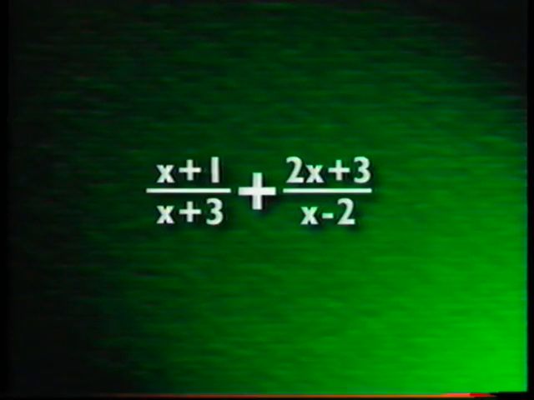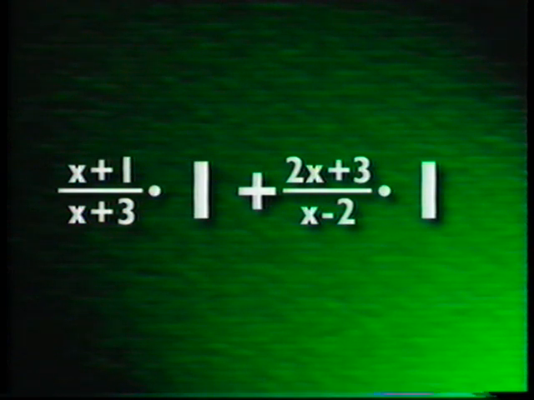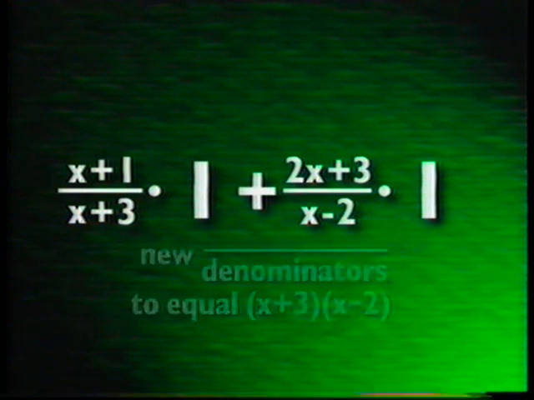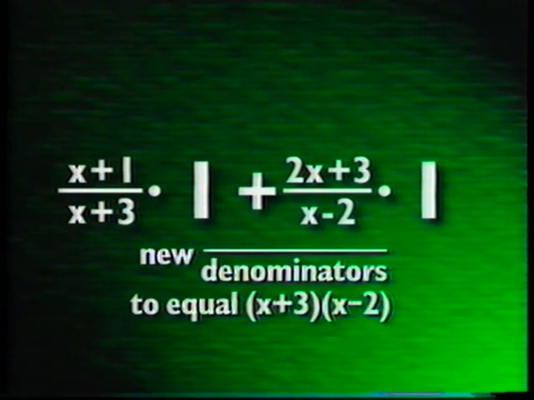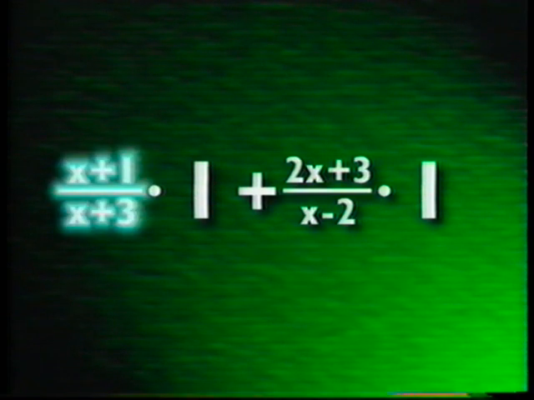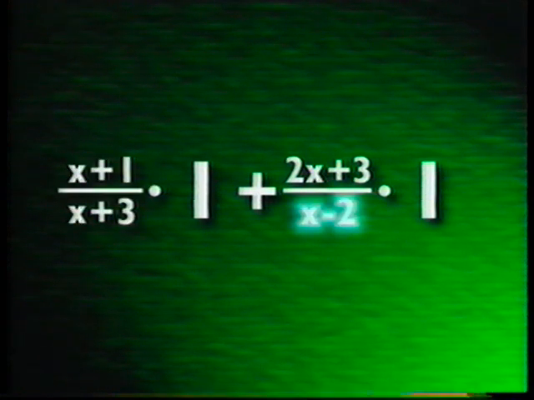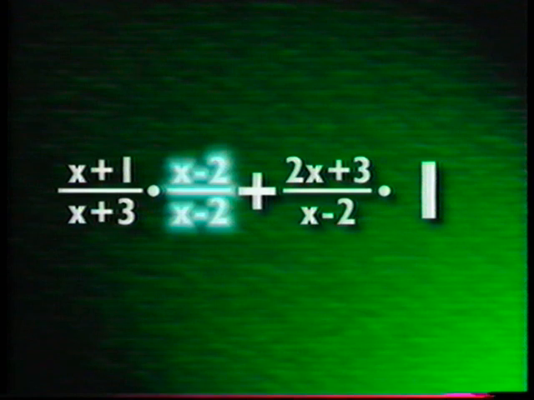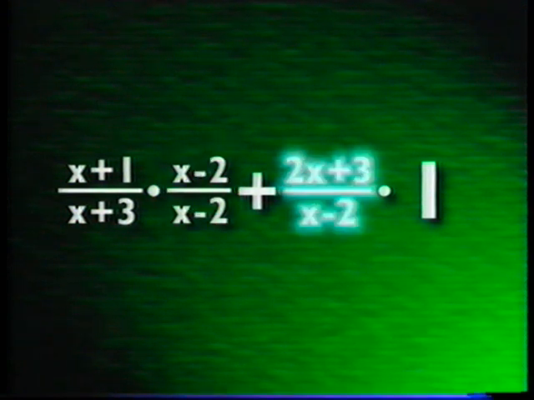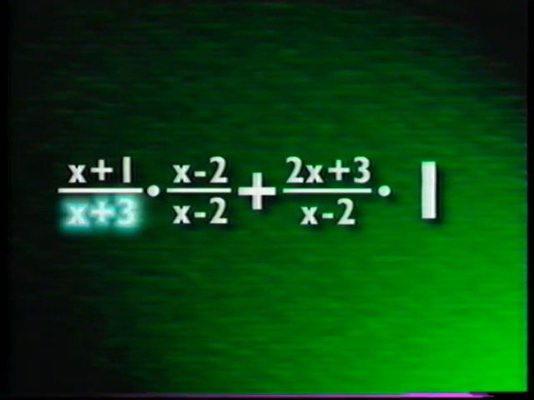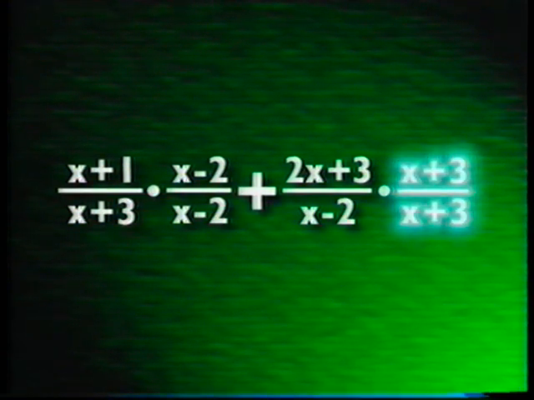In the same way, you can transform a rational function if you multiply it by an expression equivalent to 1. In this case, we want the new denominator to be x plus 3 times x minus 2. So we have to multiply the first function, x plus 1 over x plus 3, by the denominator of the second function over itself, x minus 2 over x minus 2. The same thing for the second function, multiplied by the denominator of the first function over itself, x plus 3 over x plus 3. Let's look at that again in slow motion.